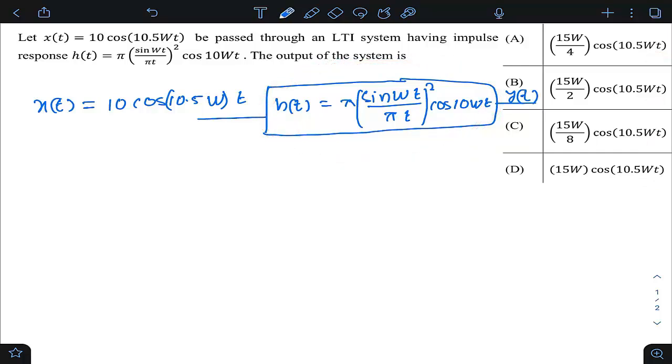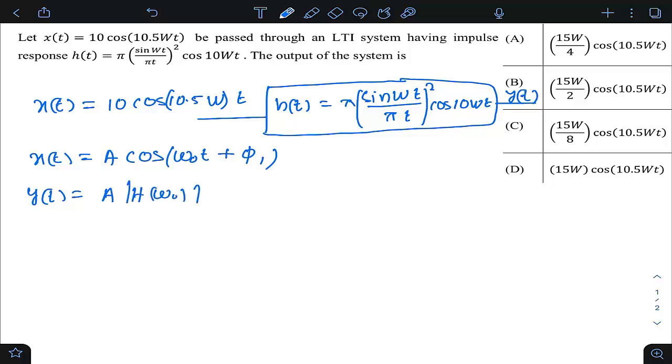In other words, if x of t is given by a cos of omega naught t plus phi 1, if this is what the input is, then your output y of t is given by a into the magnitude of h of omega naught, times cos of omega naught t plus phi 1 plus the phase of h of omega naught. This is the standard model that I am describing. So here also, your omega naught in this case is 10.5 W, and phi 1 is basically 0 in this case, right?